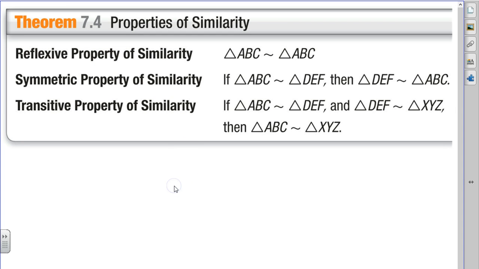So similarity property, reflexive, you still have that. A triangle is similar to itself. Symmetric property, if two triangles are similar, I can switch their order. Transitive property of similarity, if two triangles are similar to the same triangle, so ABC is similar to DEF and XYZ is similar to DEF, those guys are similar to each other. So you don't have to copy that because we did plenty of that earlier on in the school year.